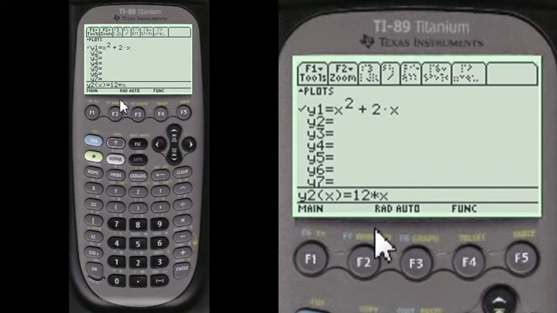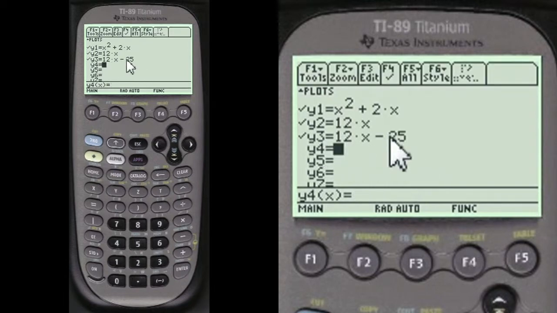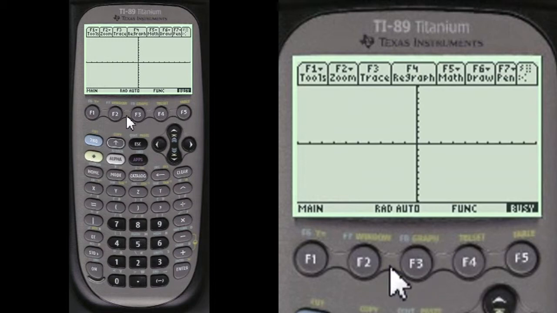Times x. Now, in the point slope form, there's mx right there. And then we're going to put what the equation was. It was mx minus 25, wasn't it? Yeah, so we're going to put 12 times x minus 25 in here. So this is the equation of the tangent line. Here's just the slope, and here's the original function. Gold key F3, let's graph it. Let's see what it looks like.